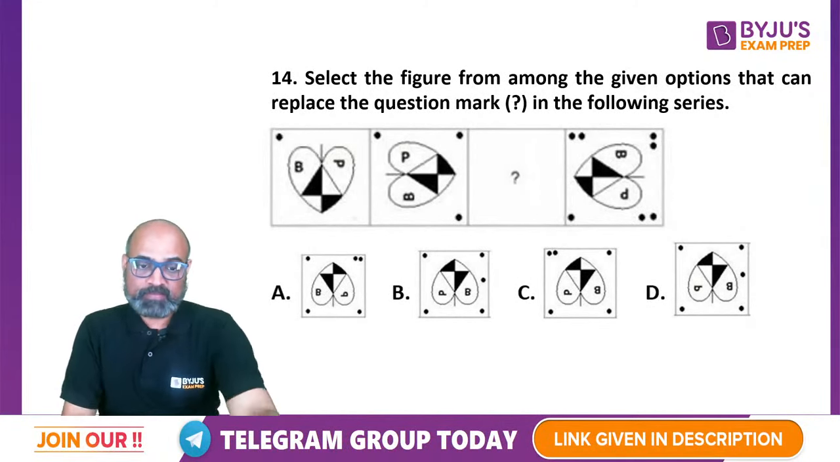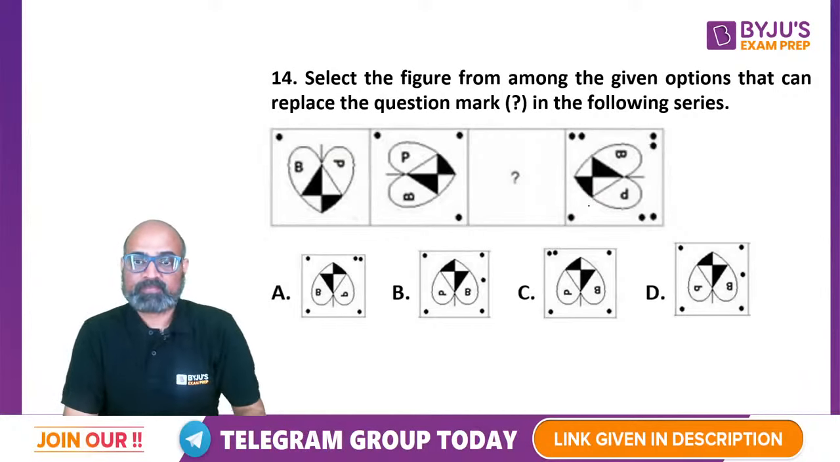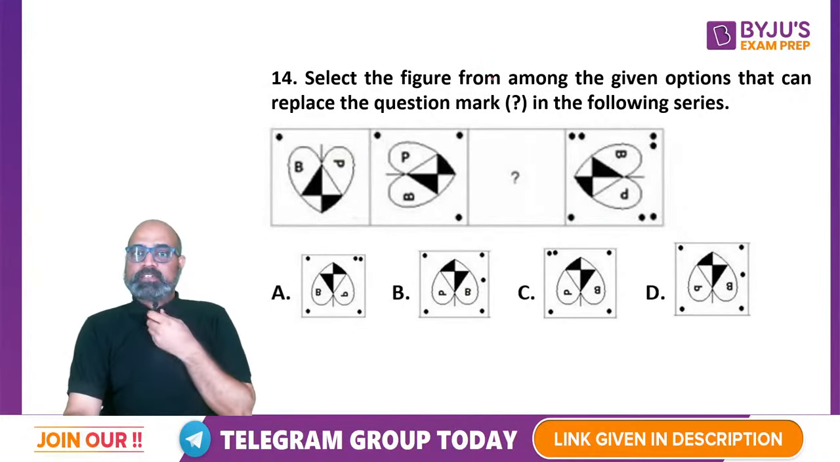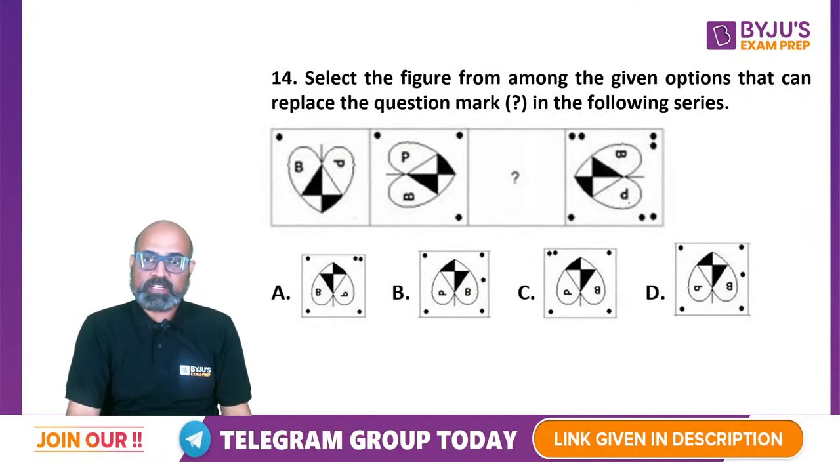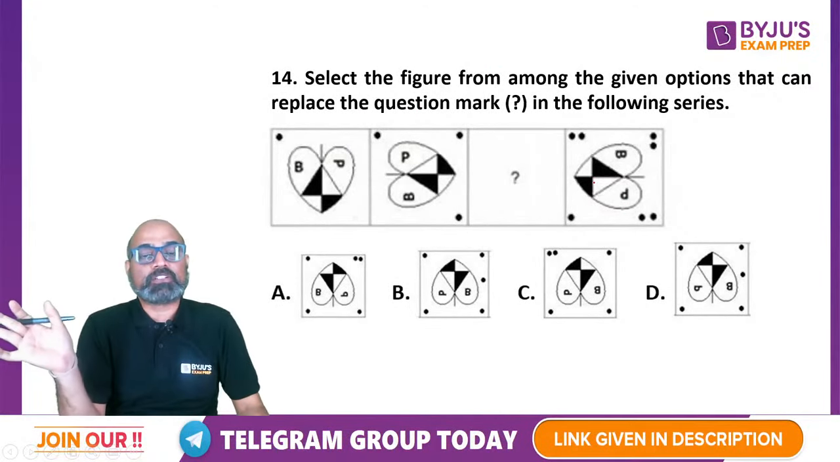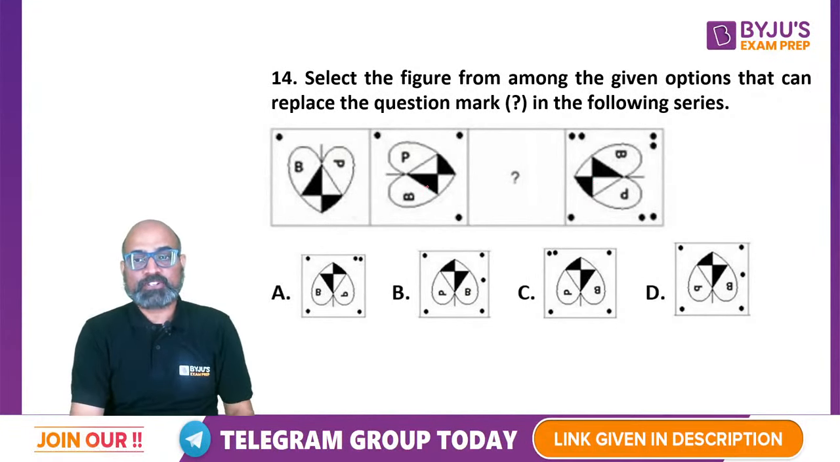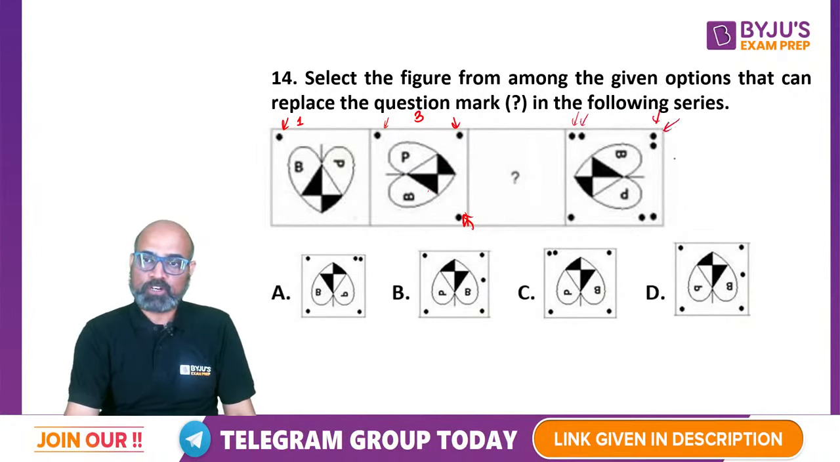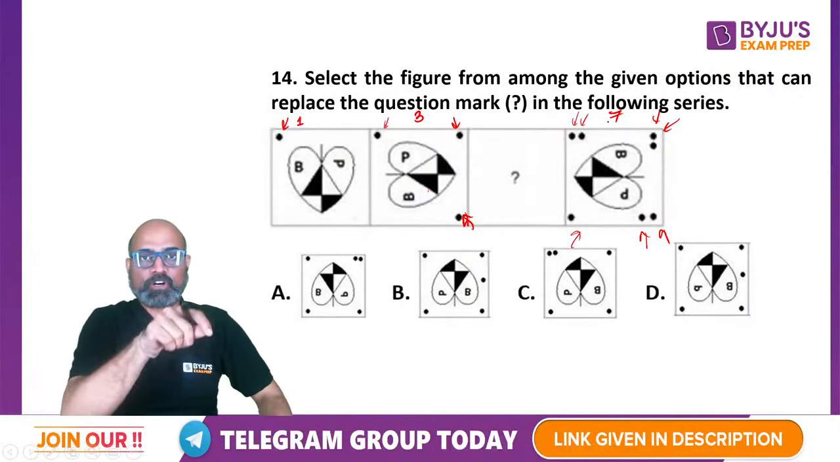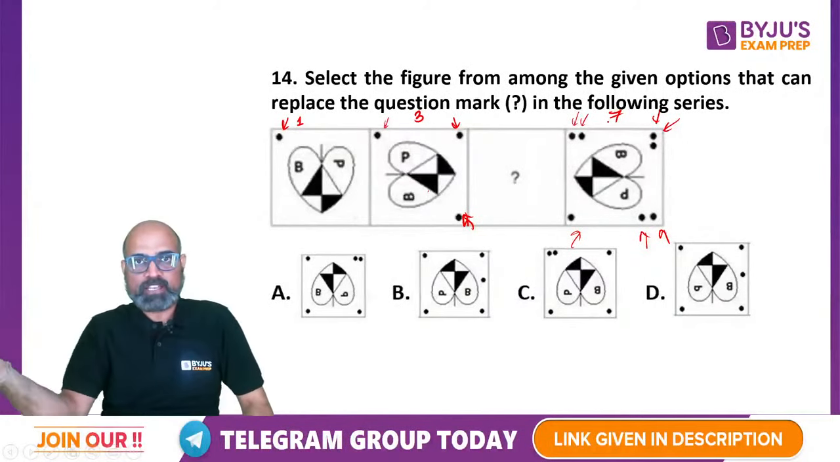Good. So the question is, select the figure from among the given options that would replace the question mark in the following series. So it's a series of figures, right? A is related to B, B is related to C, C is related to D, and so on. The first thing is, look at the corners: you have one black dot. Next, you have got 3 black dots. Then you have got a total of 7 black dots. So the number of black dots at the corner is 1, 3, 7.